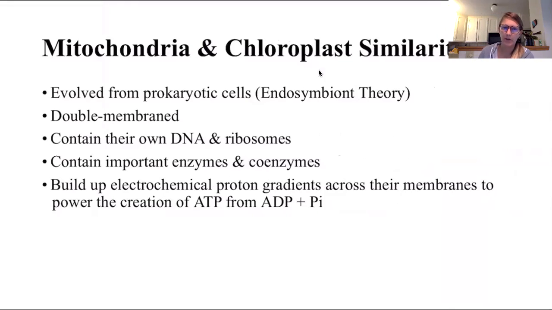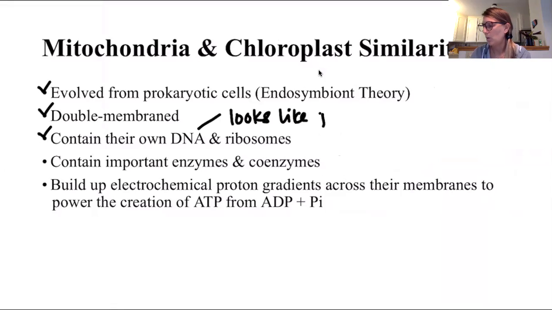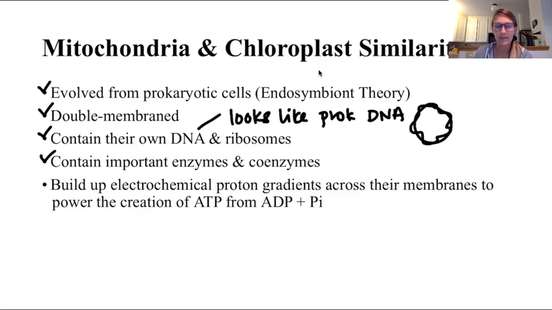So they have a lot of similarities, mitochondria and chloroplasts. We already talked about how they both evolved from prokaryotic cells, described by Lynn Margulis's endosymbiont theory. They both are double membraned. They contain their own DNA and ribosomes. And remember, their DNA looks like prokaryotic DNA, which is one singular circular chromosome. When we're talking about DNA, that means it is double-stranded. They both have very important enzymes and coenzymes, which we're going to learn more about in this section.